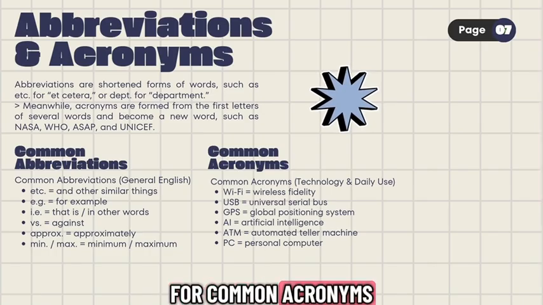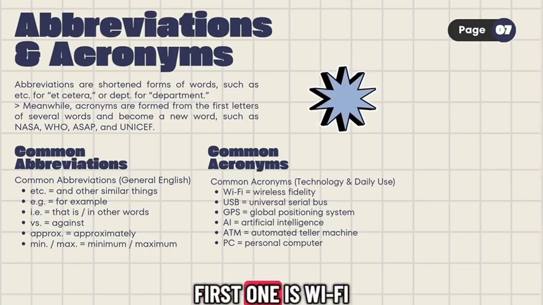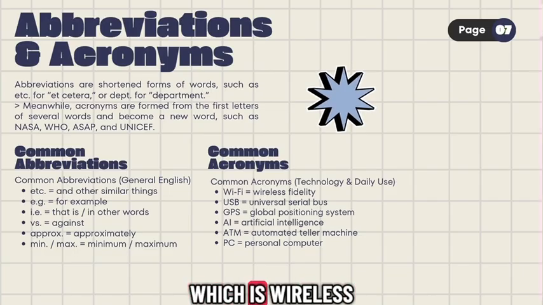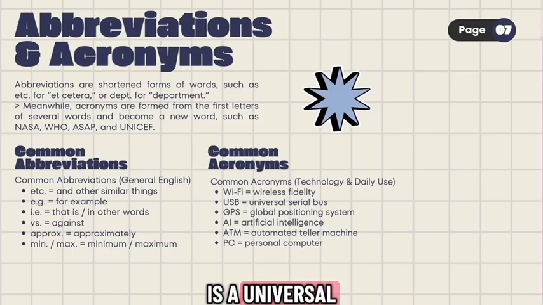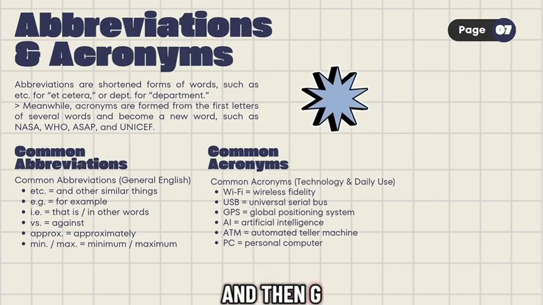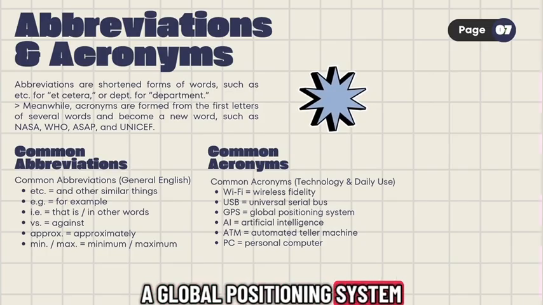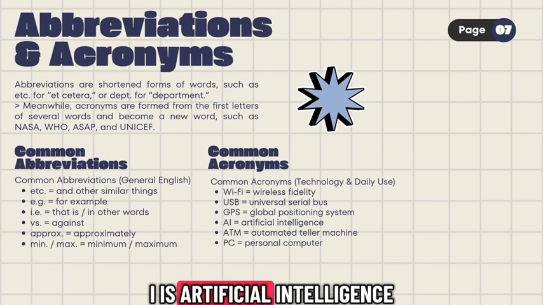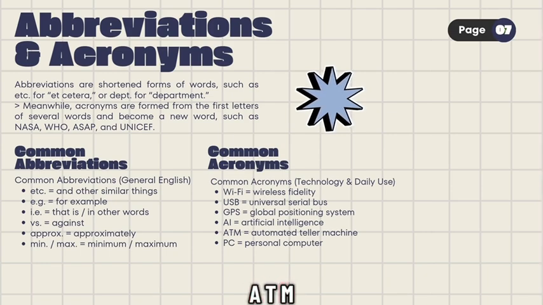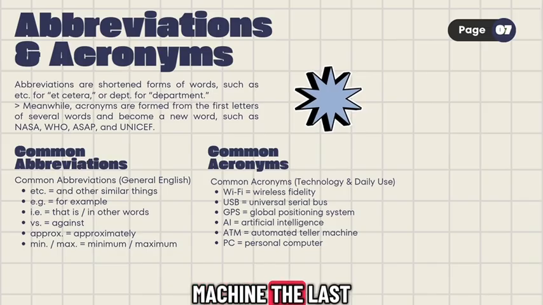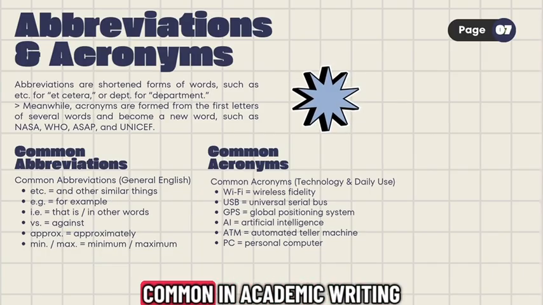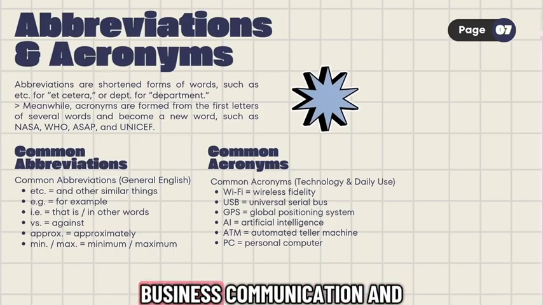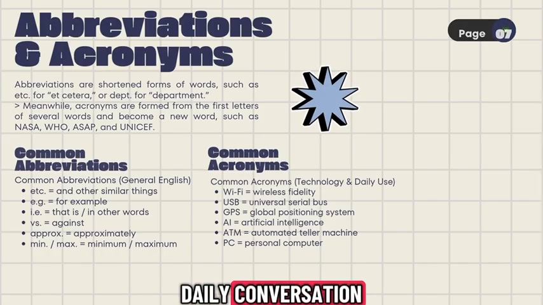For common acronyms, there are 6 too. The first one is Wi-Fi, which is wireless fidelity, and then USB is universal serial bus, and then GPS is global positioning system, and then AI is artificial intelligence, ATM is automated teller machine, and the last one is PC, personal computer. So all of these forms are common in academic writing, business communication, and daily conversation.